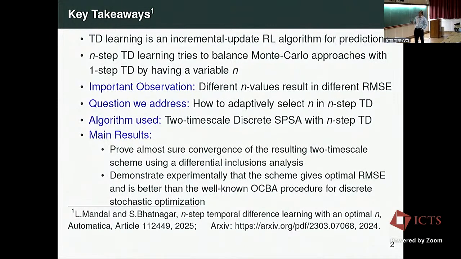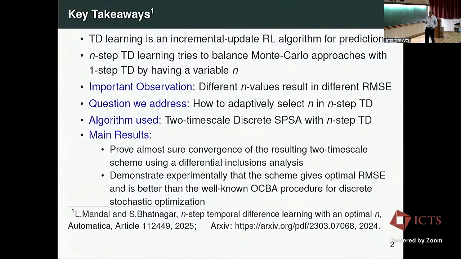Here is an important observation, however: even if you use n-step TD for any N, the algorithm that you obtain converges to the value function that you desire. But different N values result in different root mean squared errors. This is an observation made in the textbook by Richard Sutton and Andrew Barto, I think in chapter 7 of their book. They did a lot of experiments with different N, and they show that the root mean squared error is different for different values of N. That gave us the idea: why don't we try and figure out what is that optimal N, the one that minimizes the root mean squared error? That was the genesis of this problem.